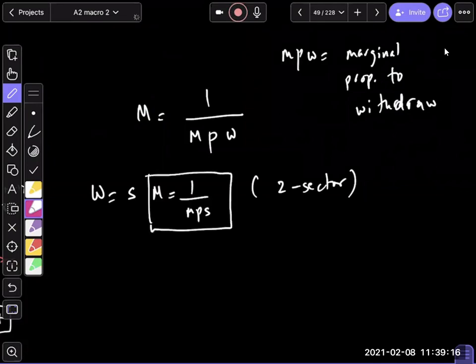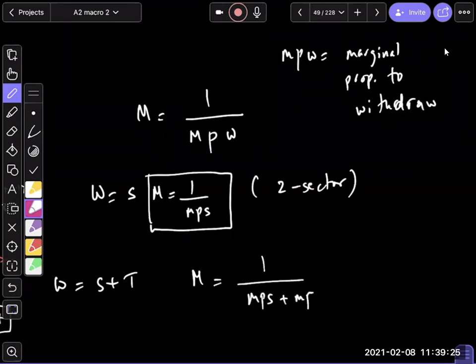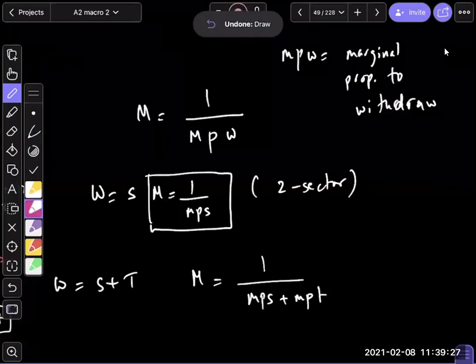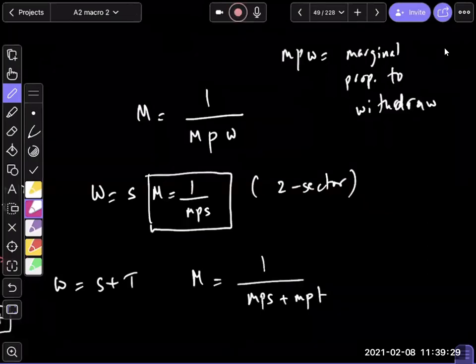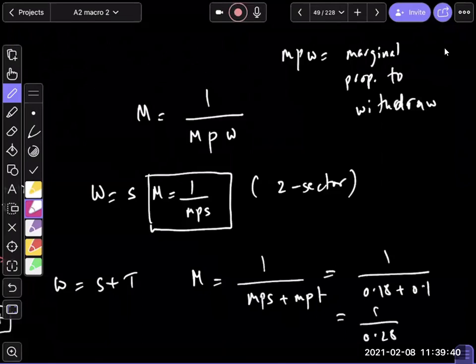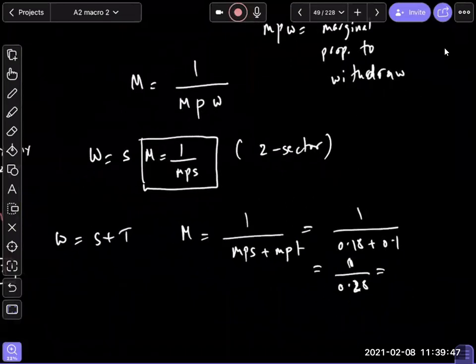Okay. In the three sector, my withdrawal will be S plus T. And therefore, my multiplier will become 1 over MPS plus MPT. MPT and MRT is the same thing, marginal propensity to tax. So this becomes 1 over 0.18 plus, what is MPT right now? 0.1, or 1 over 0.28. What is 1 over 0.28 equal to? Anyone? 3.57.